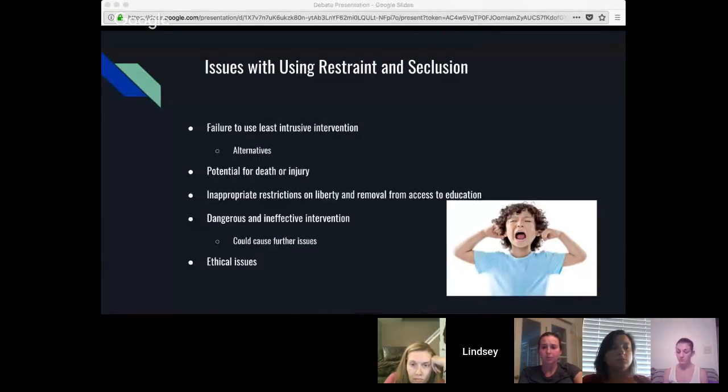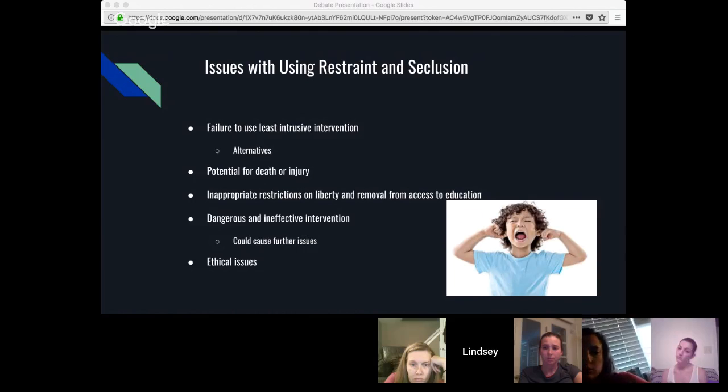Dangerous and ineffective intervention. Studies have reported negative findings from students being placed in restraints and seclusion, and this includes injuries to staff as well as patients and potential death. It could also cause further aggression, which we see in studies, and it has the potential to cause PTSD.